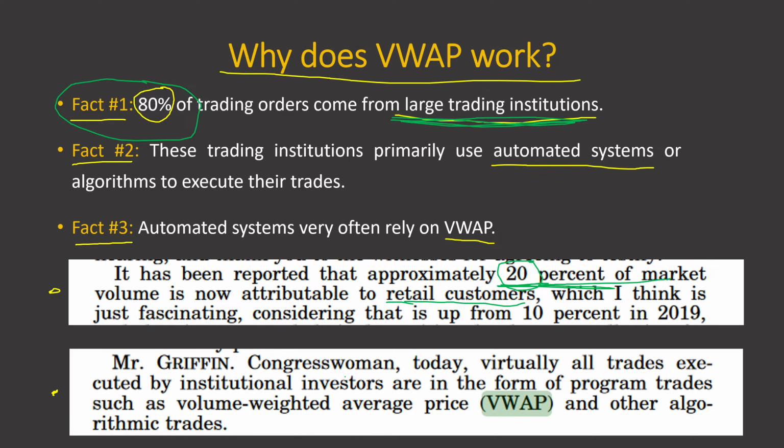Now, another important thing here, that's the second snippet. Virtually all trades executed by institutional investors are in the form of program trades, such as volume weighted average price, that's VWAP. So what he is saying is that most of the trades are institutional trades, and that those huge institutions use automated systems such as VWAP. And that's why we should use VWAP. That's why it is so important, and that's why it works, because the biggest guys in the industry are using it for their trades. And that's a fact.